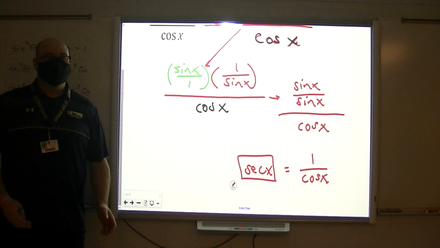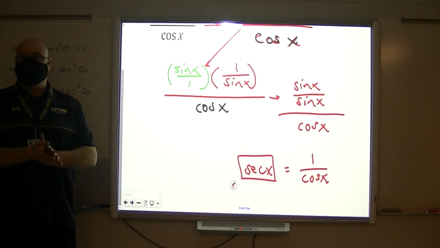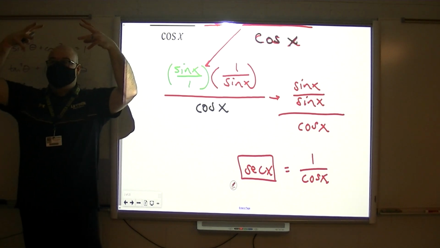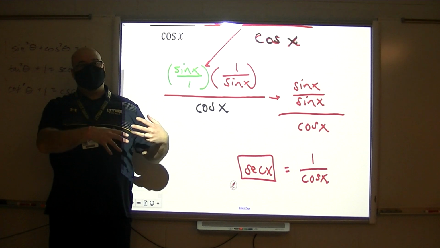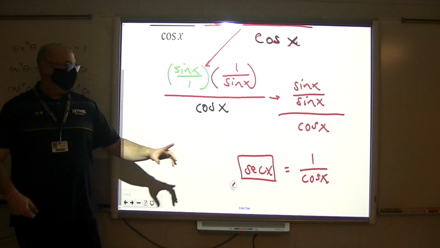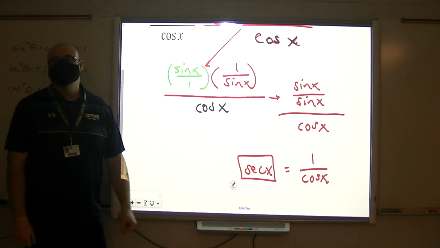Secant x is a statement that is way simpler than 1 over cosine x. So this is what we're going to be doing. Taking something that has lots of terms that looks complex and substituting and simplifying it through algebra skills that you already have to end up with something a lot simpler.